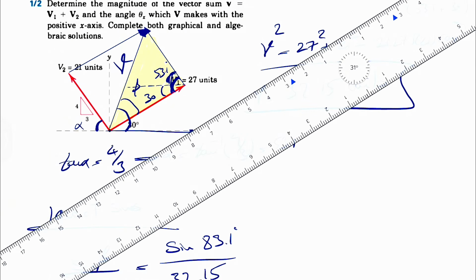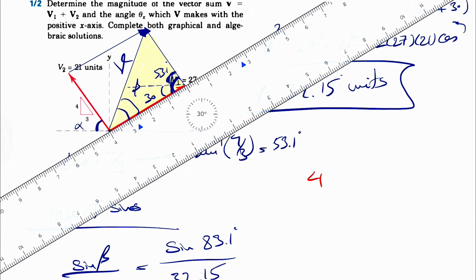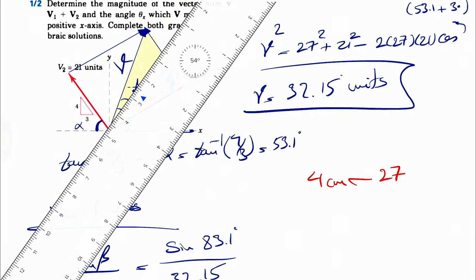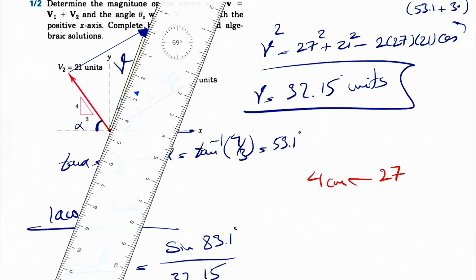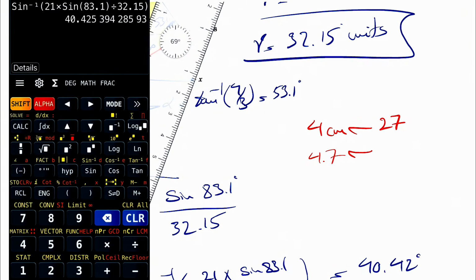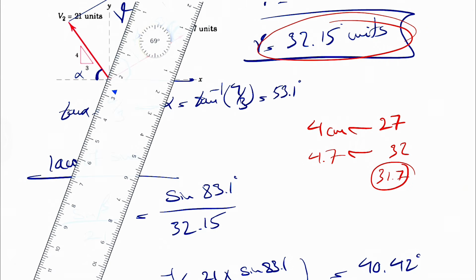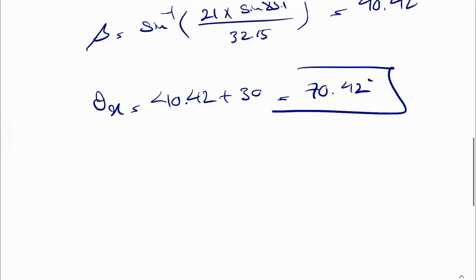Let's compare this number with our graphical method. I'm just going to show it in red here just to compare it. We have 4 centimeters equal to 27 units. Let's see what we have here. This would be something like 4.7, and let's see what we get: 27 times 4.7 divided by 4. That's going to give us around 32, or 31.7, which is pretty close to what we found here. But again, if you want to find the exact number, that's how we do it using algebra.